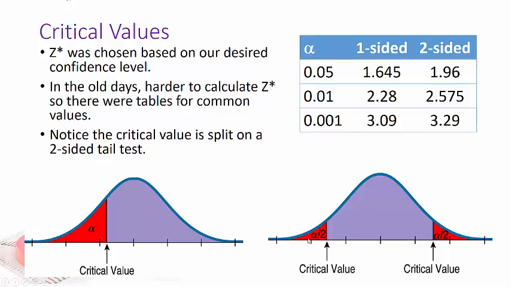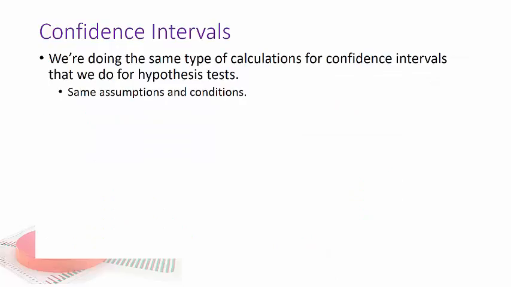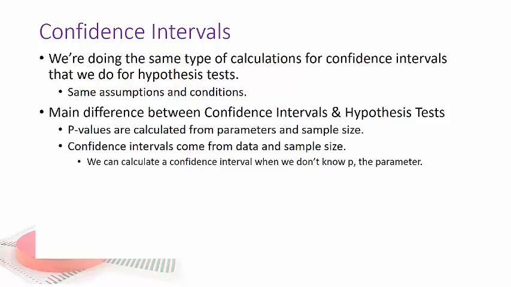On a two-tailed test, I actually have the alpha split. So this interval is a little bit wider. I'm a little bit further away from my mean. Do you see that? So notice the critical value split on a two-sided test. For confidence intervals, you can actually use those to come to conclusions as well. We're basically doing the same type of calculations for confidence intervals as we do for hypothesis tests, with mainly the same assumptions and conditions.